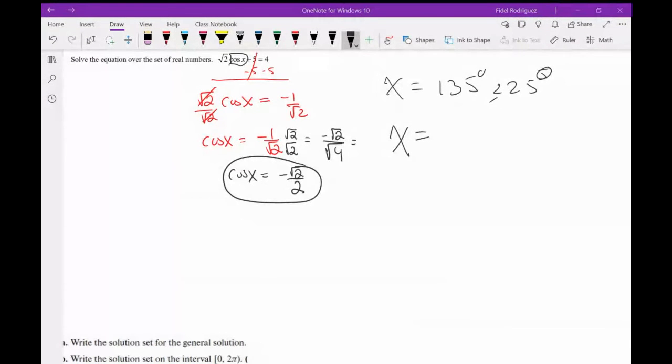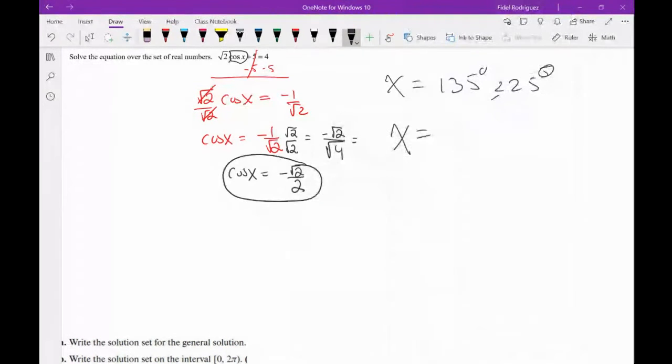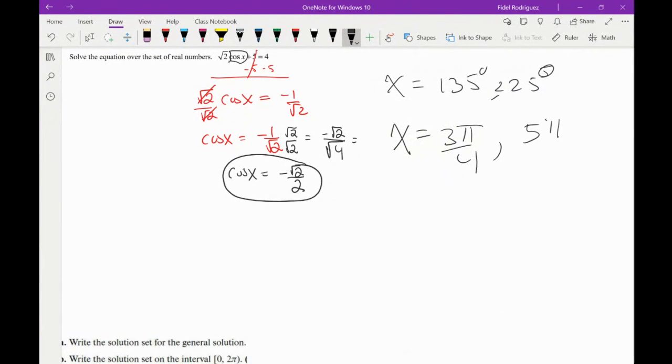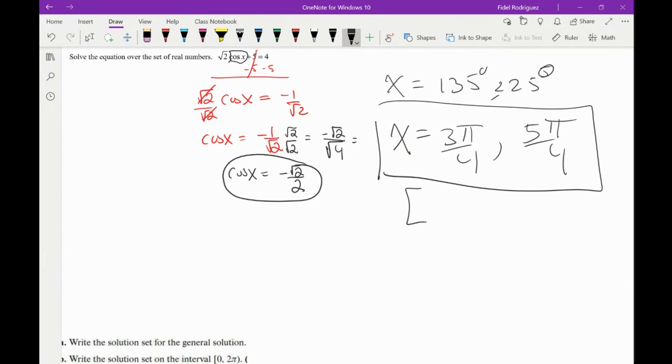So remember, the first thing I'm going to do, 135 over 180, 0.75. Anybody know what that is as a fraction? 3/4. Okay, so 3 pi over 4. Let's do the same thing for 225. 1.25. Anybody know what that is as a fraction? 5/4. Good. So 5 pi over 4. Okay. So guys, this right here is my answer from the interval 0 to 2 pi.